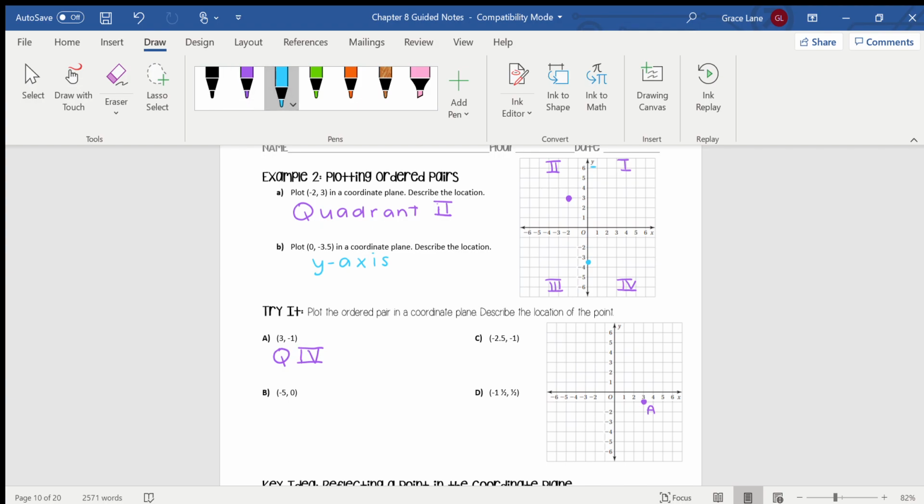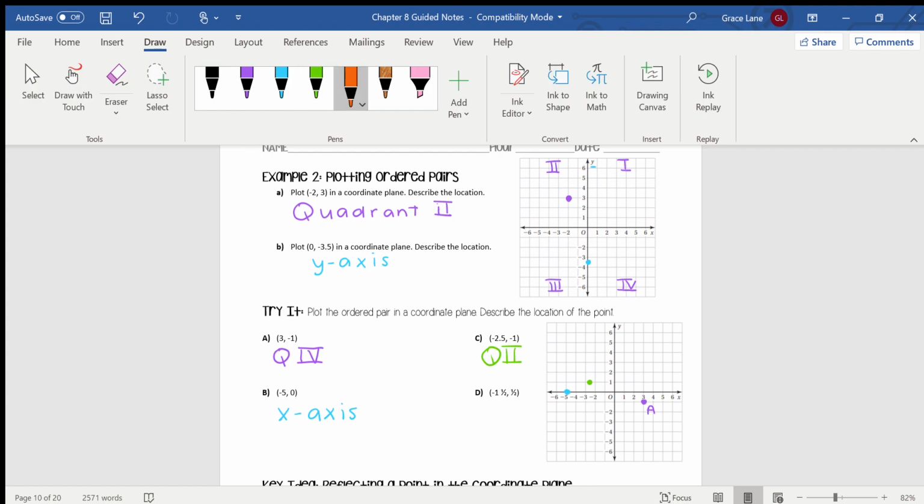Letter B, I'll do in blue, -5, and then up 0. So that's not in a quadrant, it is sitting right on the x-axis. Letter C, -2.5, is right in between 2 and 3, and then up -1, that is in quadrant 2.